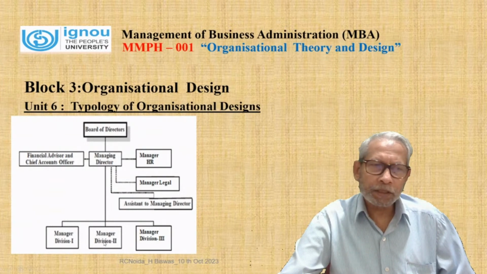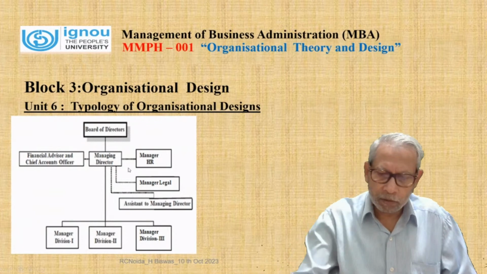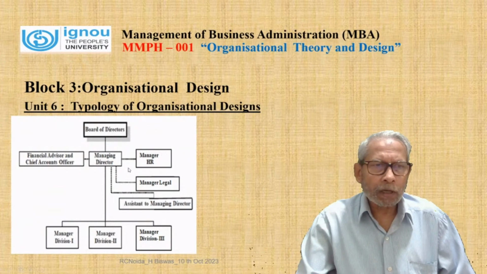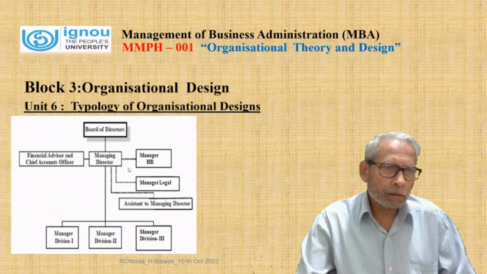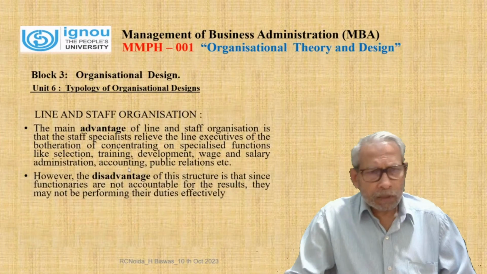There are three divisions. So division managers are also reporting directly to the managing director. Apart from these, all are support systems of the managing director. This is one of the structures. Now, what is the advantage?